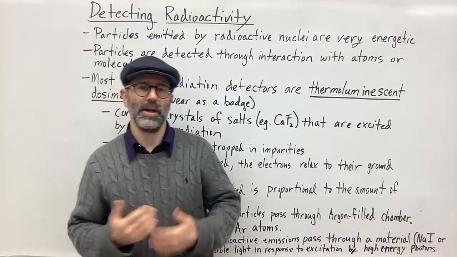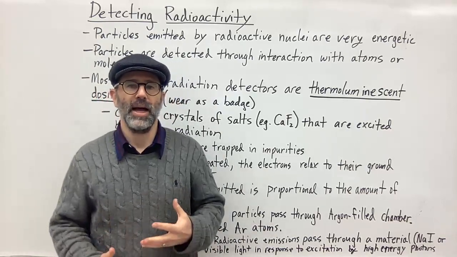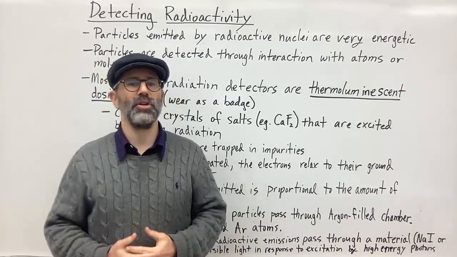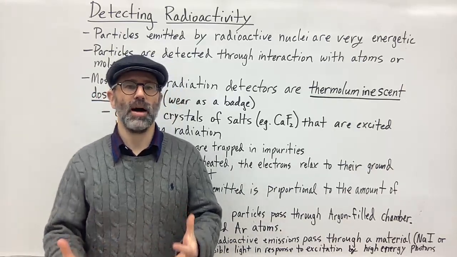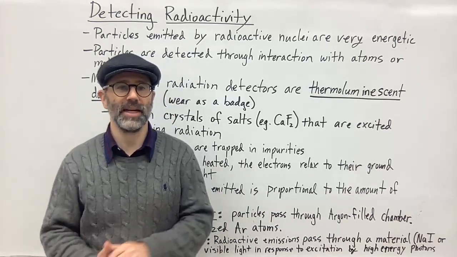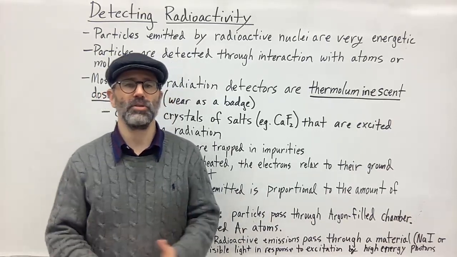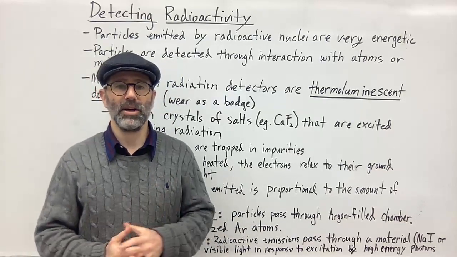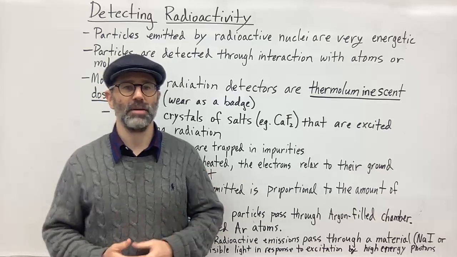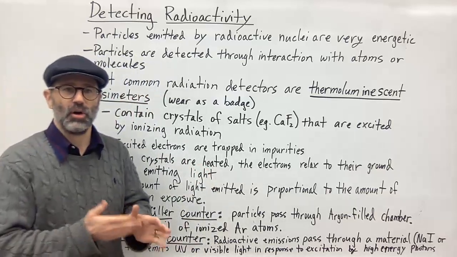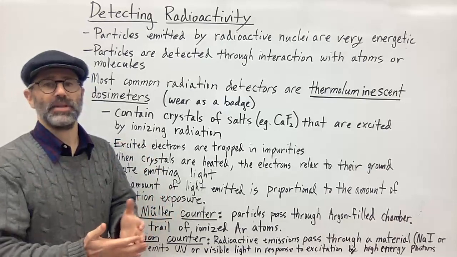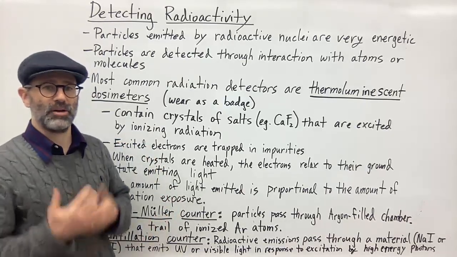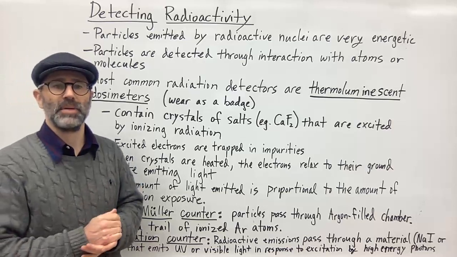Particles are emitted by radioactive nuclei, and these particles are very energetic. So what we need to do is have a device that's going to take those particles in and detect them. So how are these particles detected? They're detected by interacting with either atoms or molecules. If they are interacting with atoms and molecules and causing those atoms or molecules to become energized in some way, then that can be detected.